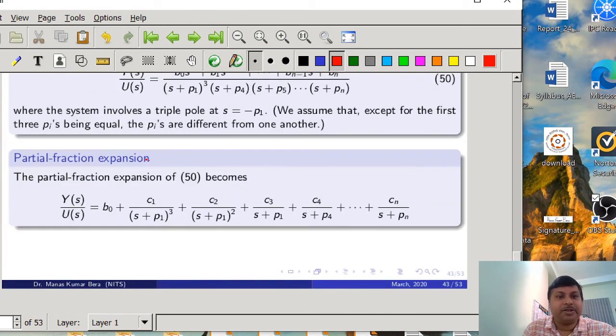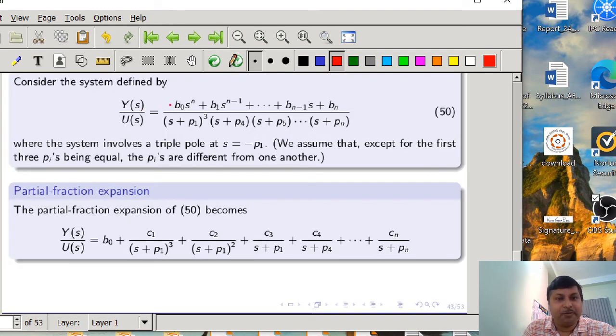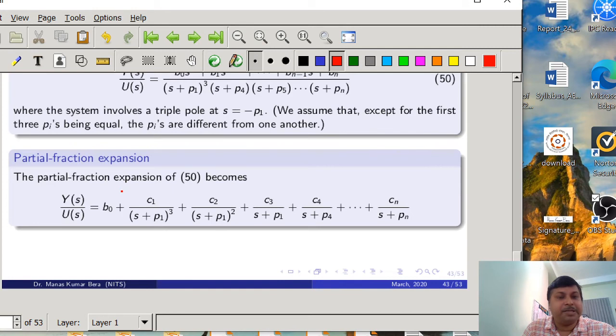So the partial fraction expansion, again the same thing. Once you get the transfer function in this form, the next step will be to represent it using partial fraction expansion. The partial fraction expansion of this equation 50 will be b0 plus c1 by (s plus p1) cube plus c2 by (s plus p1) square, c3 by (s plus p1) plus c4 by (s plus p4) up to cn by (s plus pn).